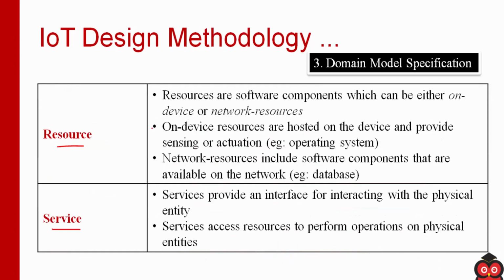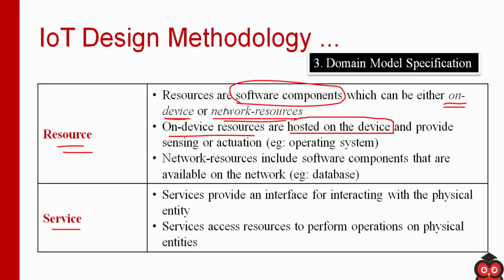And next is resources. There are two types of resources: on-device resources or network resources. Resources are software components, the things which you will use inside your programs or code. What is an on-device resource? An on-device resource is hosted on the device.